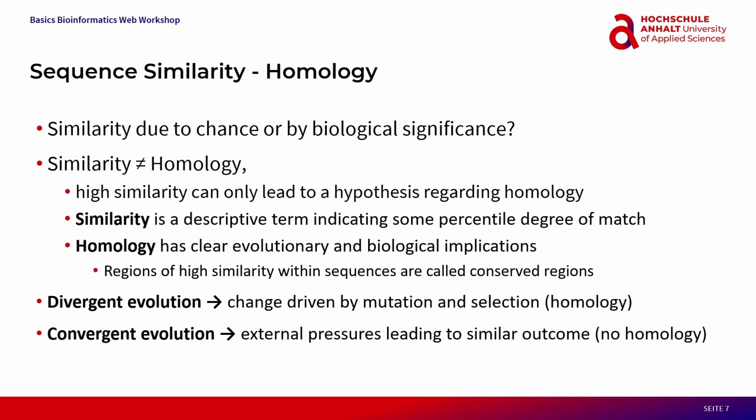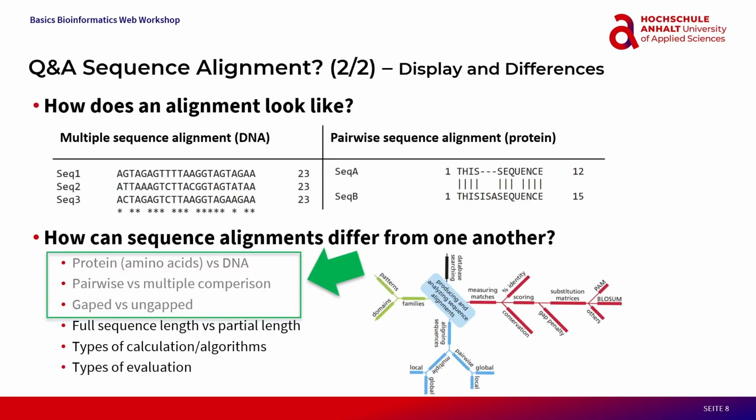Now that we have clarified the terms of homology and similarity, I would like to return to our previous slide once again. The table represents 3 out of the 6 attributes mentioned, including protein and DNA alignments, pairwise and multiple sequence alignments, and gapped or ungapped alignments. These are the more obvious properties that can be determined right away.